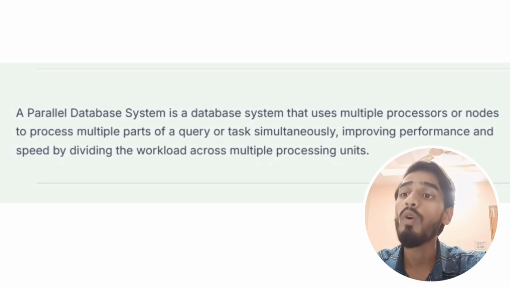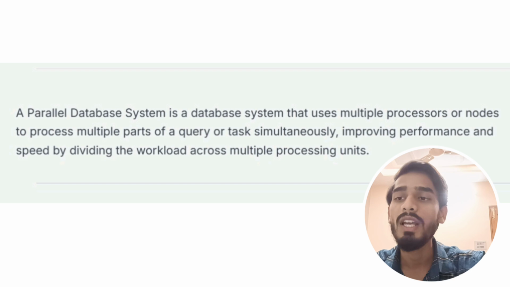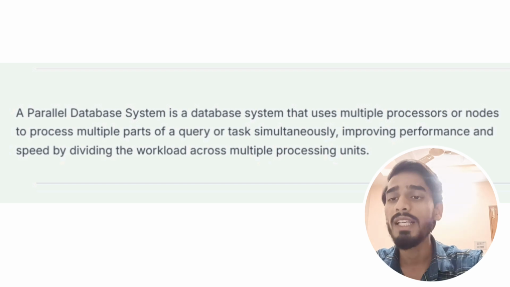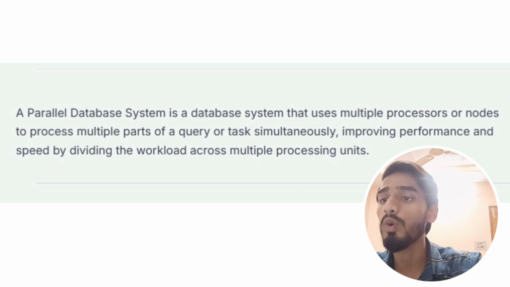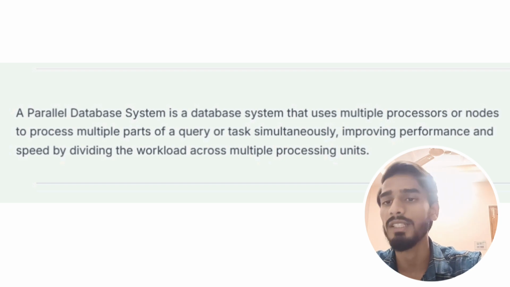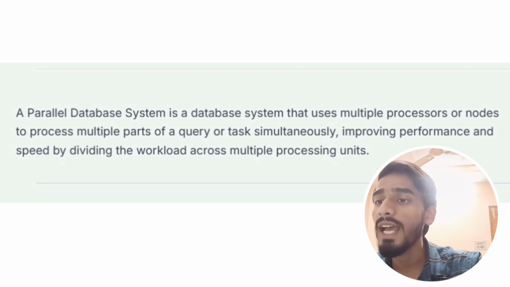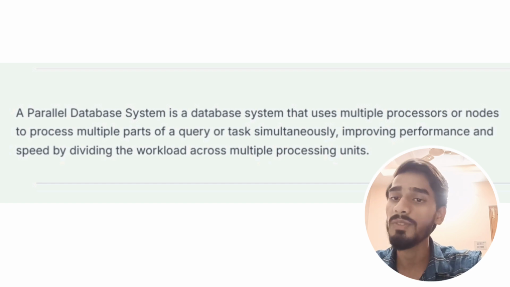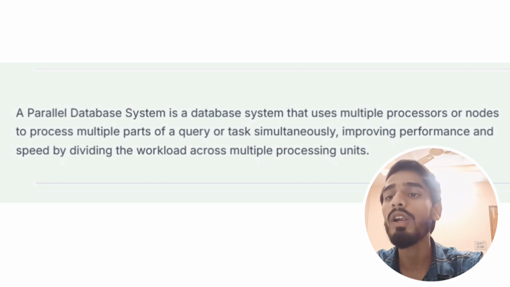Next, what is parallel database system? A parallel database system is a database system that uses multiple processes or nodes to process multiple parts of a query or task simultaneously, improving performance and speed by dividing the workload across multiple processing units.